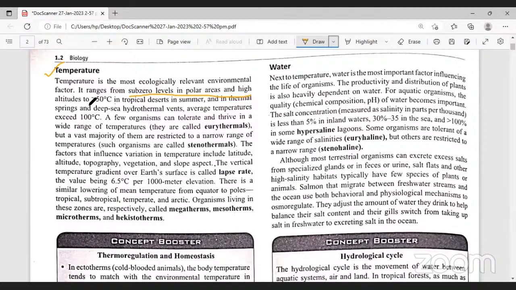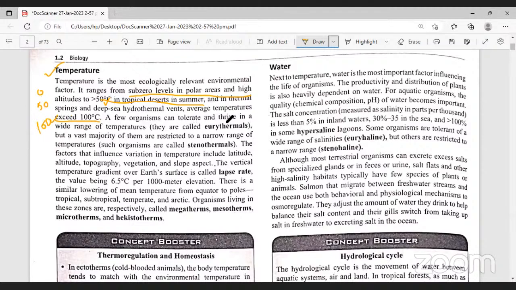High altitude to less than 50 degrees Celsius in tropical desert in summer, this is the highest value of the tropical region, particularly in summertime. And in the thermal spring and deep sea hydrothermal vents, average temperature exceeds 100 degrees Celsius. This is another point. So in total, you should note it down: 0, then 50, and then 100. So this is the range.